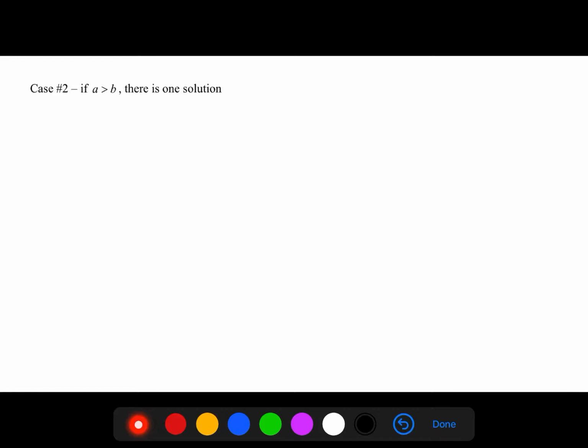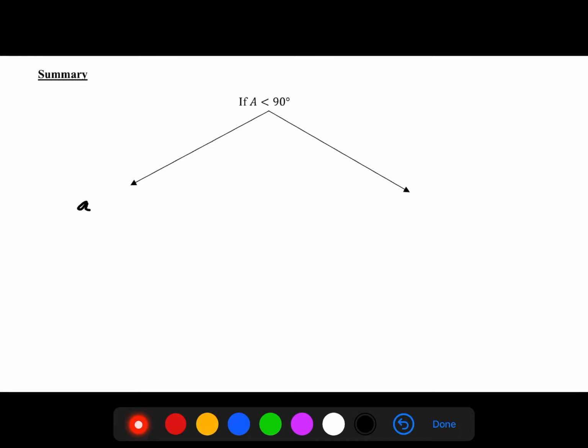It's not going to get to the other side. So there is no solution if A is shorter than B. For the second case, if A is greater than B, then there's going to be one solution. Again, we know that there can't be more than one solution here because we can only have one obtuse angle in a triangle.